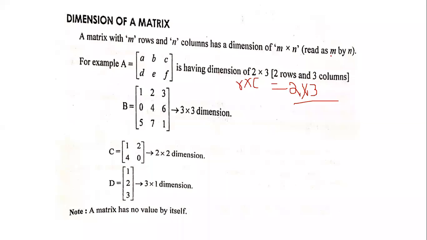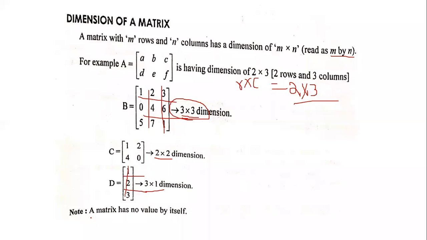Okay, we read it as 2 by 3 matrix, 3 by 3 matrix, 2 by 2 matrix, 3 by 1 matrix, which means it has 3 rows and 1 column. So if you see here, it is only 1 element in each row, it has 3 rows and it has only 1 column. Okay, so to find the dimension, you have to first count the number of rows and then the number of columns, and it is read by m by n. So this is the dimension of a matrix.